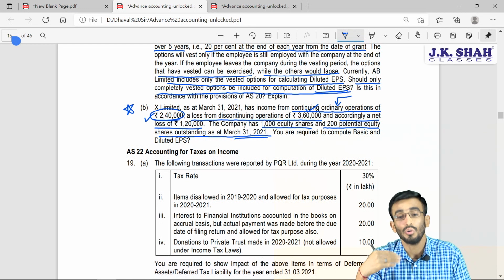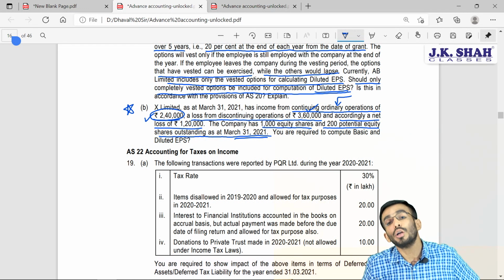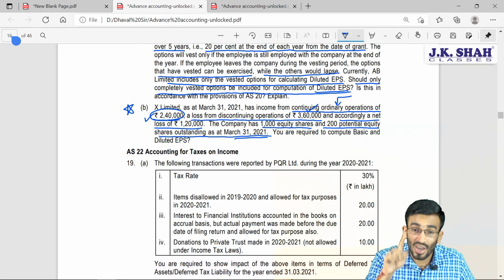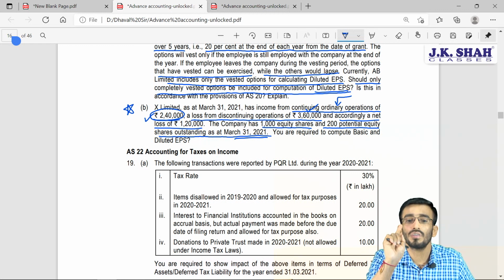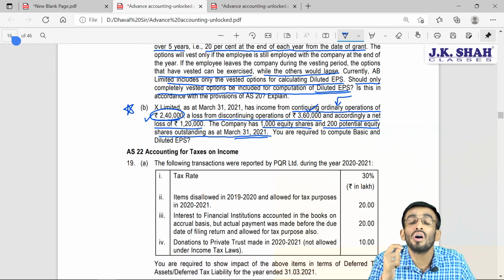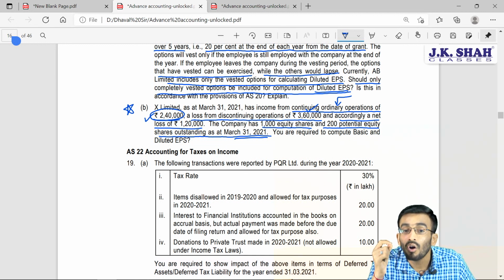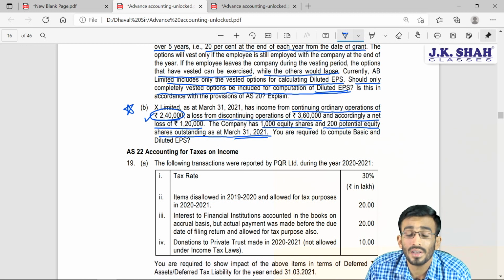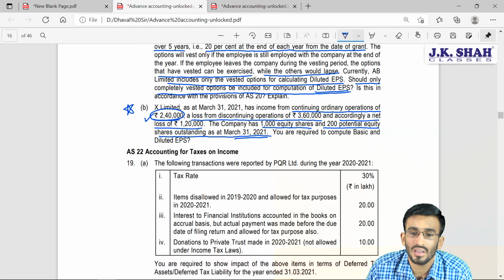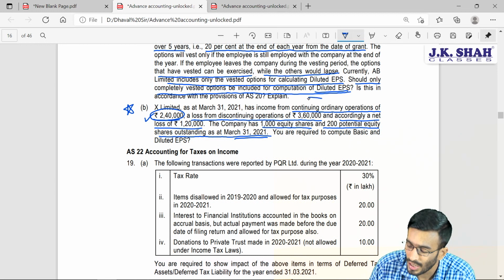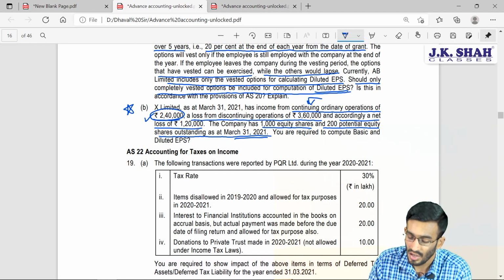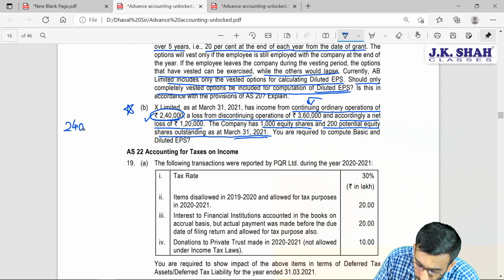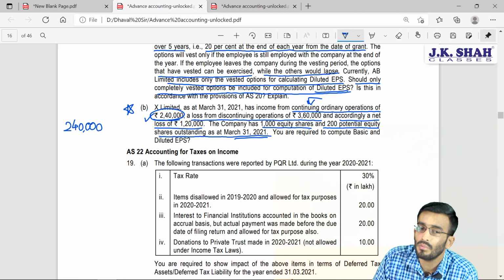So first of all, we need to check whether these potential equity shares are dilutive in nature or not. For that checking purpose, we should consider only profit from continuing ordinary operations. Again, I am repeating, for the purpose of checking dilution, we should consider only continuing ordinary operations profit. So let us say 2,40,000, which is the profit from continuing operation.